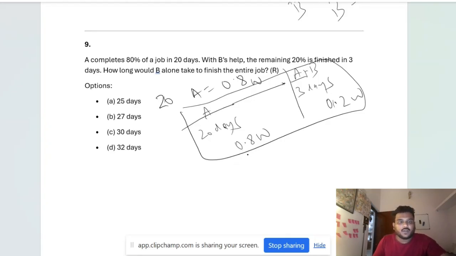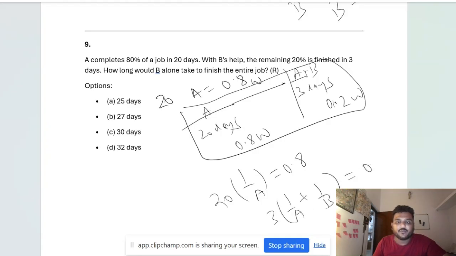So how long will B alone take to finish the task? We need to first calculate B, because we always assume B is the number of days that B takes. So can we write A takes 20 days? Let's say A's 1 day work is 1 by A, and when it works for 20 days, it does 0.8 work, correct? With the help of B, in 3 days, they finish 0.2 work. And we need to calculate B, so we need to eliminate A. So 1 by A can be directly calculated here.